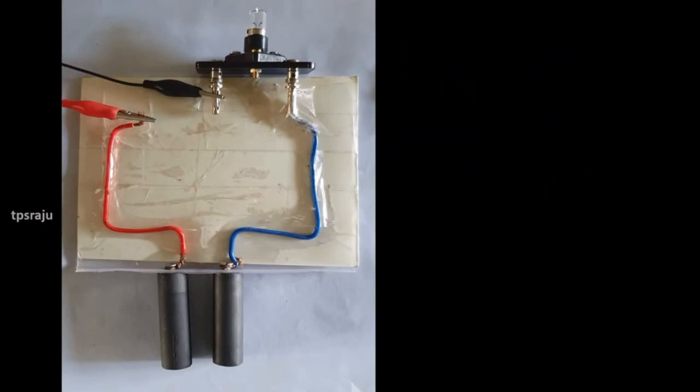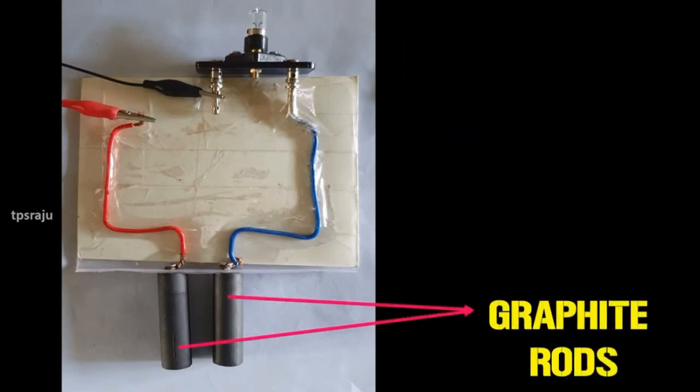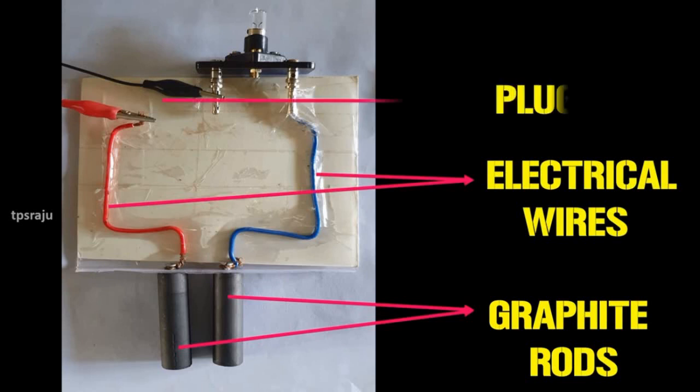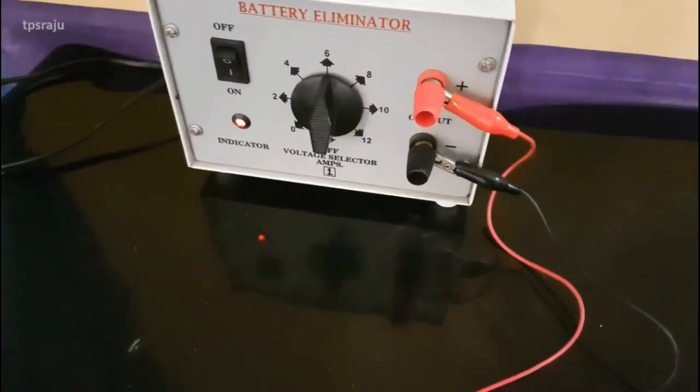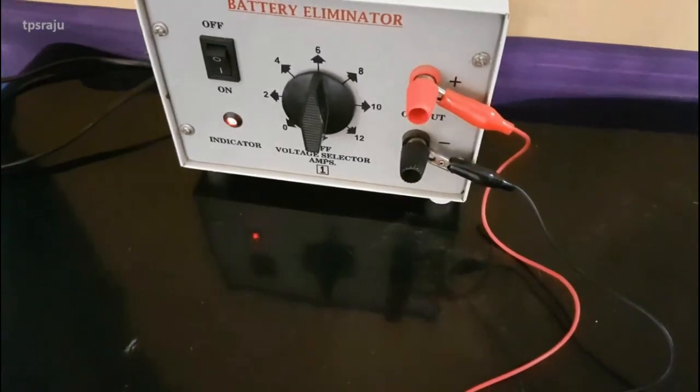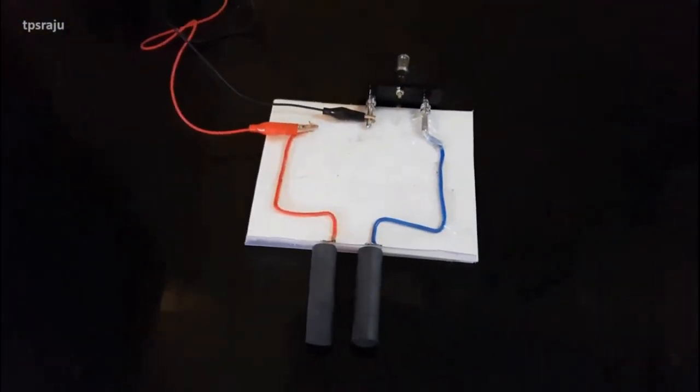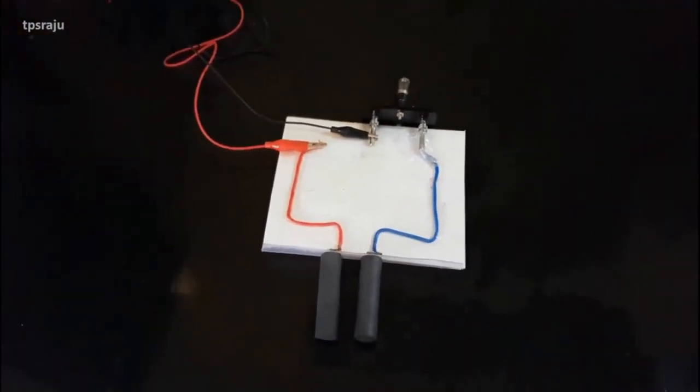Let us take 2 different color wires, and these 2 wires are connected to the 2 graphite rods. These 2 graphite wires are connected to the bulb and to a plug. Okay, and this arrangement is connected to the battery eliminator. Okay, so which conducts electricity? When the plug is switched on at the battery eliminator, here the wire conducts electricity.